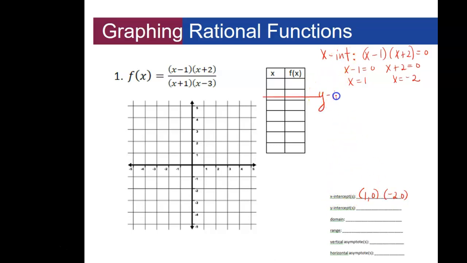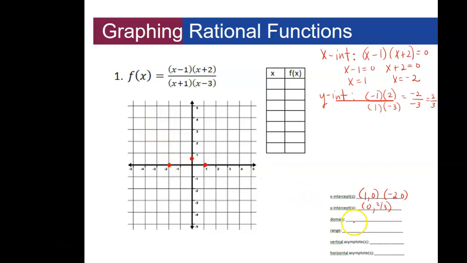Okay, for our y-intercept, we plug in 0 to the equation. So when I plug 0 in here, I'm going to have -1, plug 0 in here, I'll have 2. This will be 1. And this is going to be negative 3. So I'm going to have negative 2 over negative 3, which will be 2 over 3. So I'm going to have (0, 2/3). So (0, 2/3) is going to be somewhere in here. I've got (1, 0) as a point, and I've got (-2, 0) as a point.